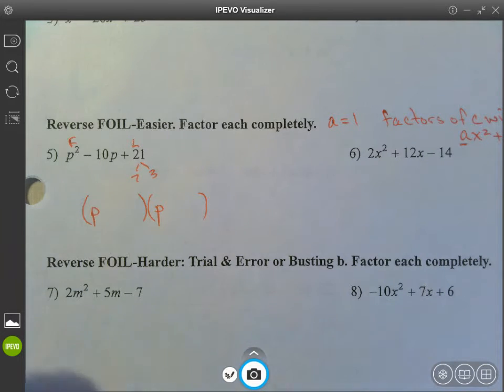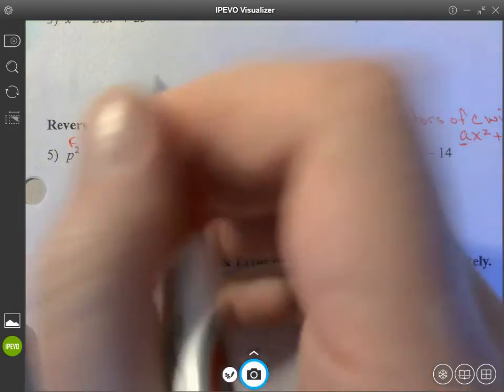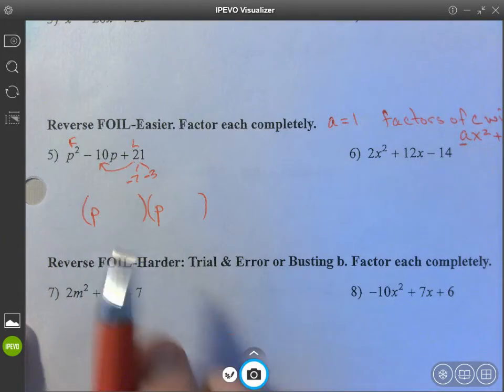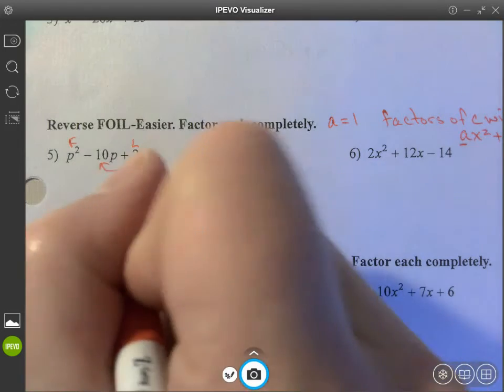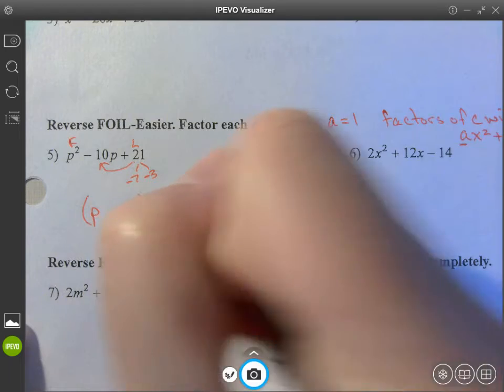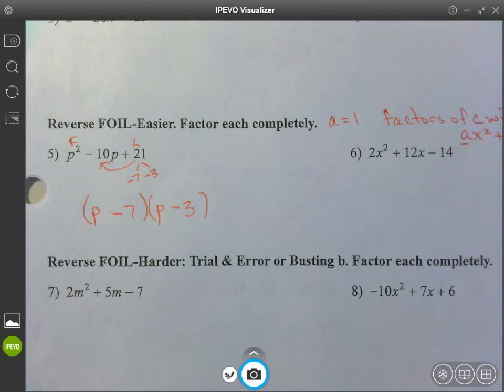What's the middle? What's b? Negative 10. So I need to change my signs, right? A negative times a negative is a positive 21, adds up to negative 10. So drop those in. And then let's just double check it. It's a good habit to be in.